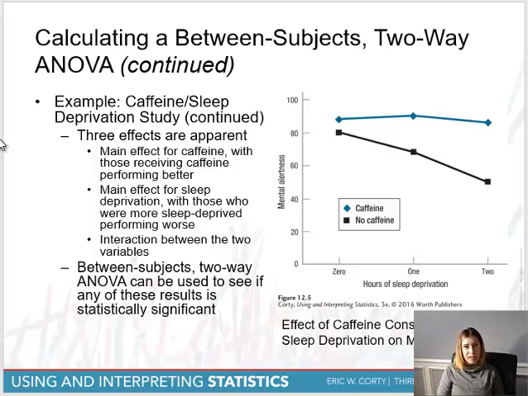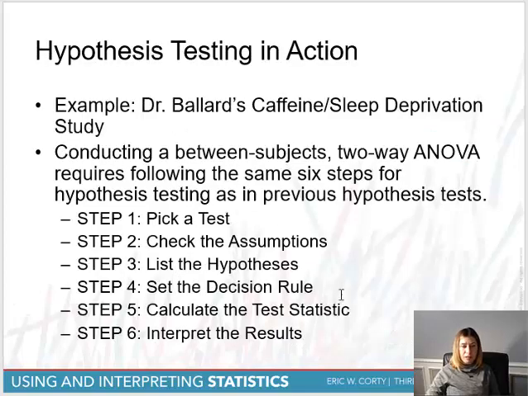Does caffeine affect mental alertness? Does sleep deprivation affect mental alertness? And then do the 2 independent variables combine? And so because of that, obviously we have to do a multi-factor ANOVA. So again, let's go through the 6 steps. All right, here are the 6 steps that we always use.